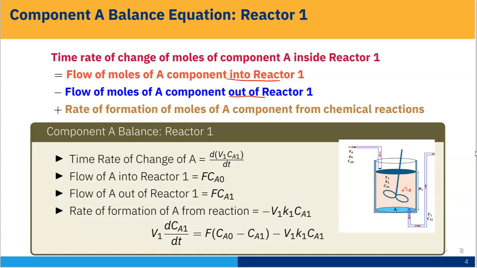Now if I write each term, the time rate of change of A is d(V1 Ca1)/dt, and the flow of A into reactor 1 is FCa0, and the flow of A out of reactor 1 is FCa1, and then the rate of formation of A from the reaction is minus V1 K1 Ca1, that is nothing but RA times V1. Now if you plug all together, V1 dCa1/dt, because V1 is constant, equals F(Ca0 minus Ca1) minus V1 K1 Ca1.